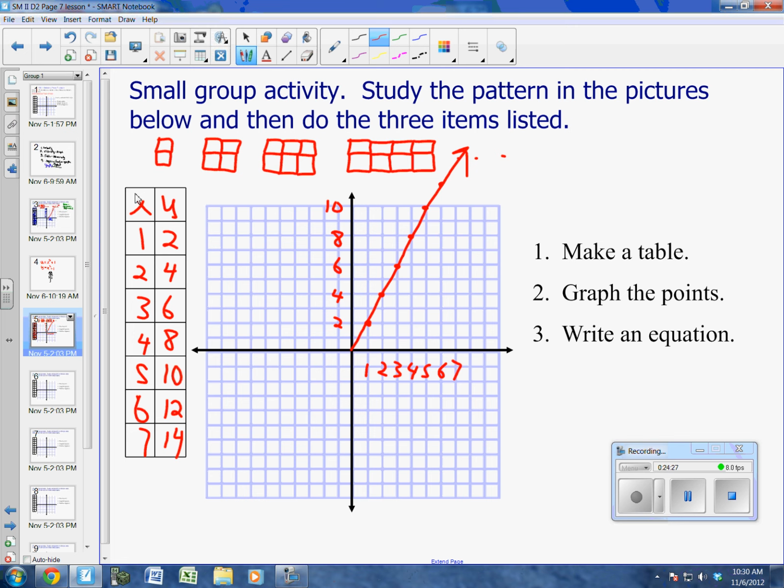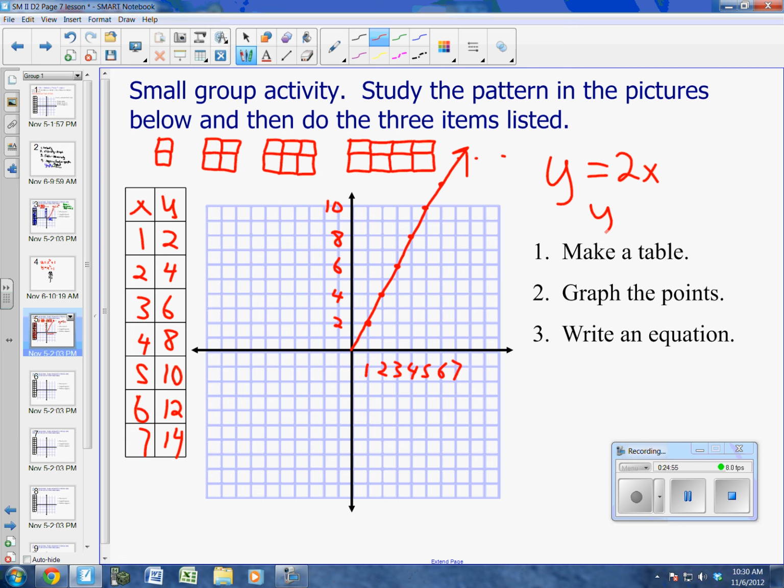Okay, we made a table. We graphed the points. Now we've got to write an equation. Some of you came up with it. What was it? y equals 2x, right? Because all I was doing in each case right there is doubling the number, right? And it was linear, so 2 times x. If x was 3, y was 6, that's double. x was 4, y was 8, that's double, right? So we knew it was 2x.